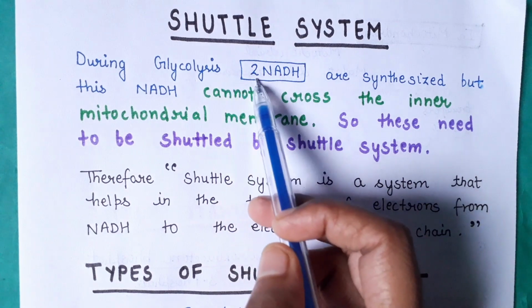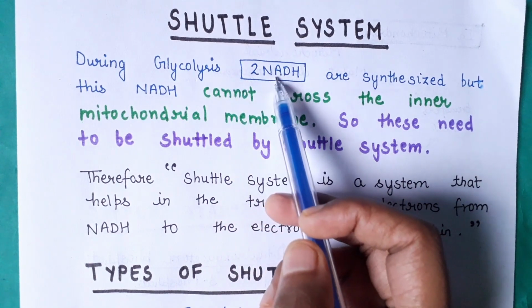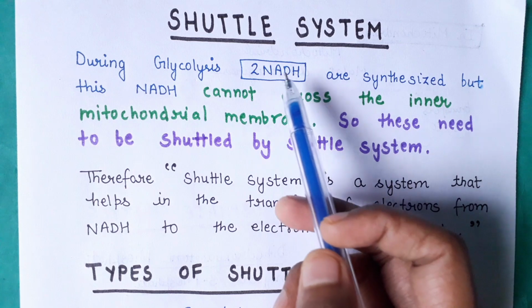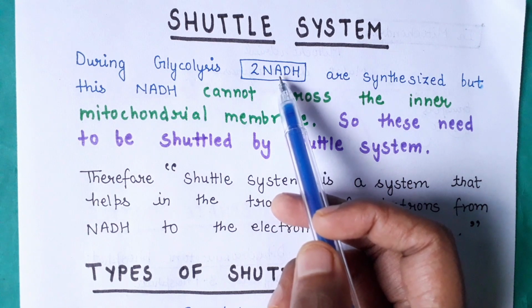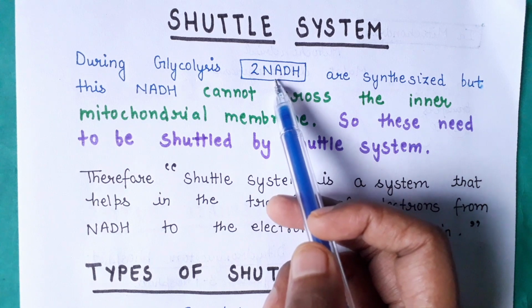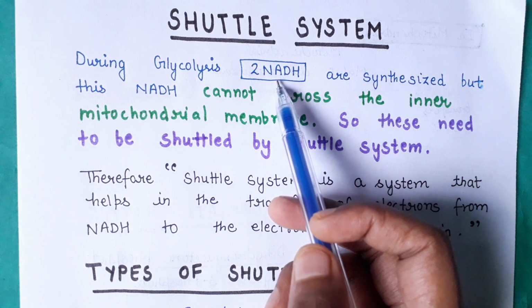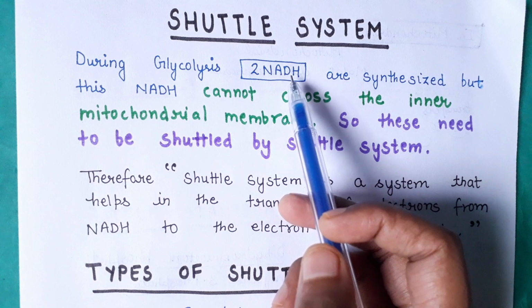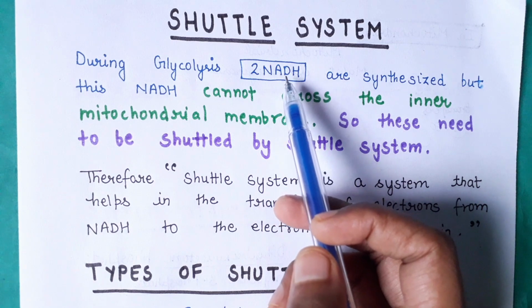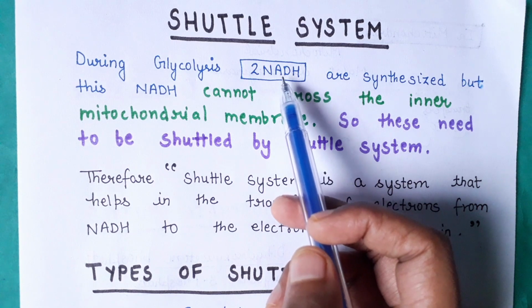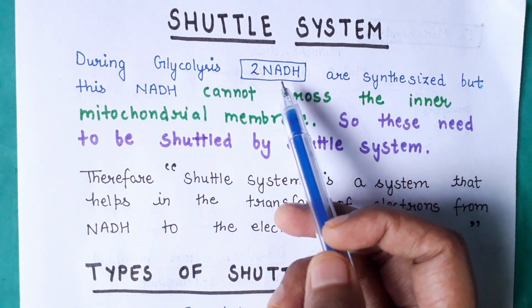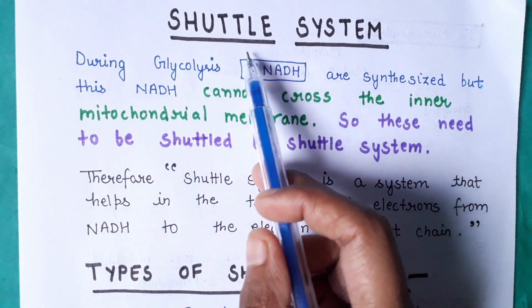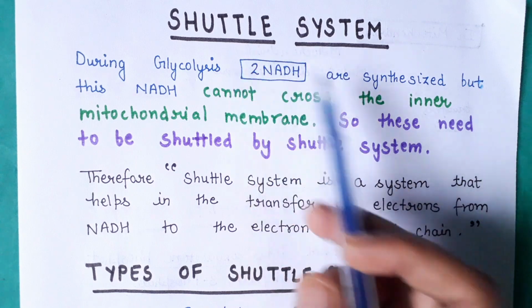So these 2 NADH need to be transferred into the mitochondrial inner membrane so that they can take part in the electron transport chain. These NADH cannot cross the membrane of mitochondria, so they need to be transferred by means of a special mechanism, which is called the shuttle system or shuttle mechanism.